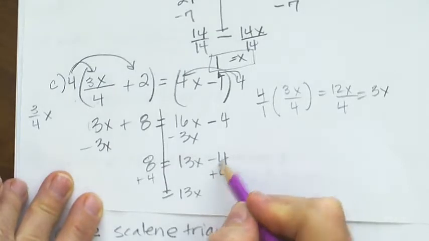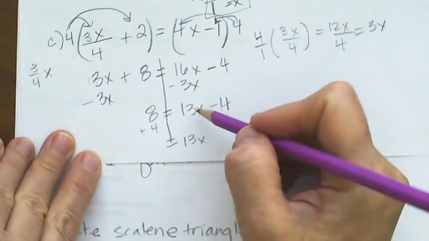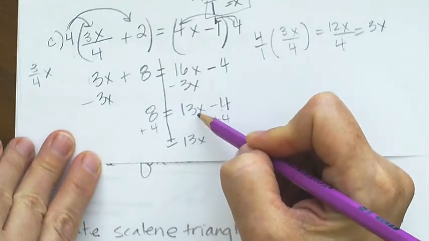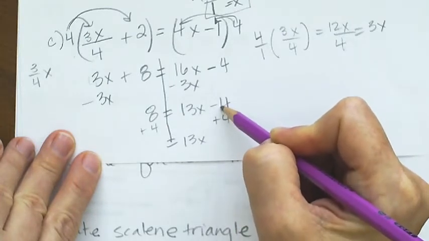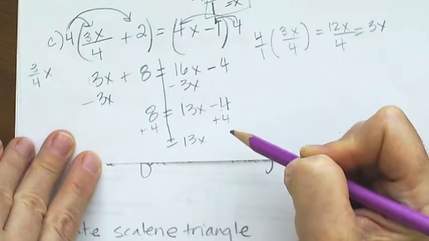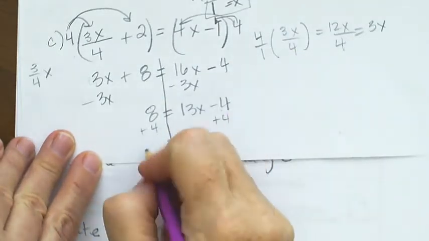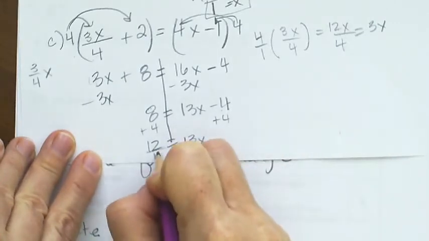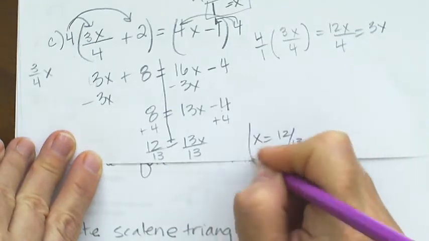Remember, you always undo addition and subtraction before you undo multiplication and division. If you were thinking that you were going to divide by 13 here, that is incorrect. You would have to undo the subtraction first. When you're undoing a problem, you go in the opposite order from the order of operations. Okay, and then we're going to divide both sides by 13, and that's going to give me x equals 12 over 13.